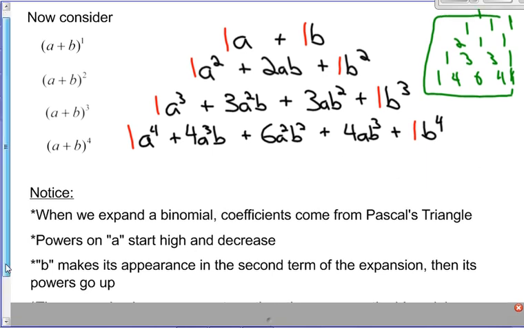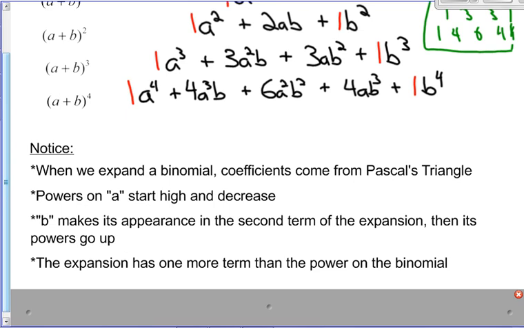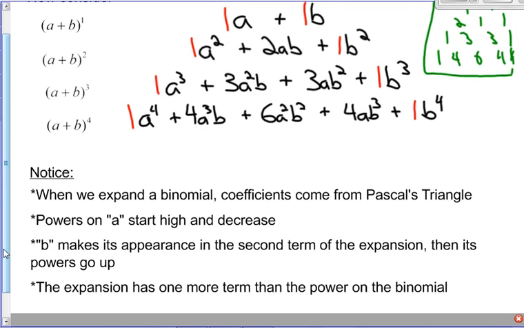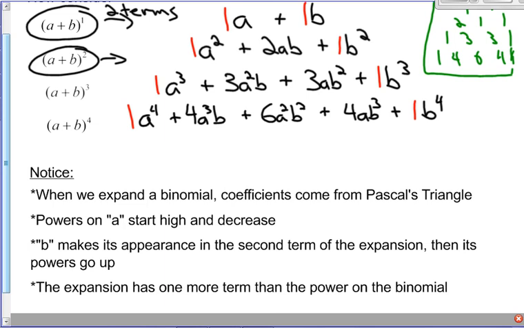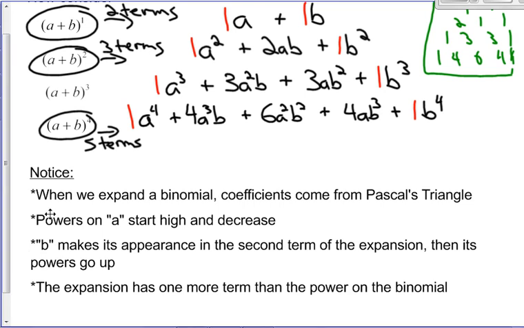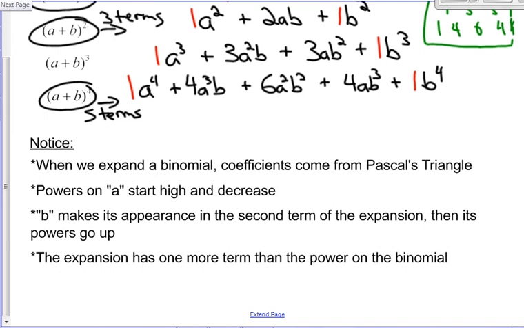And one other thing we might want to note is that the expansion has one more term than the power on the binomial. So when we had a plus b to the power of 1 here, there were 2 terms in the expansion. When we had to the power of 2, there were 3 terms in the expansion. Okay? When we had to the power of 4, there were 5 terms in the expansion. And this whole pattern is going to let us expand binomials efficiently and quickly. Now, it turns out that that has a big application in probability. So it starts out being something that looks kind of abstract and useless, but it's not.